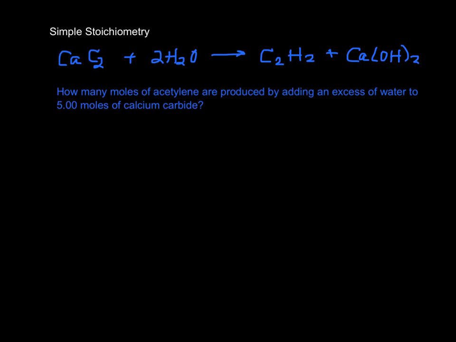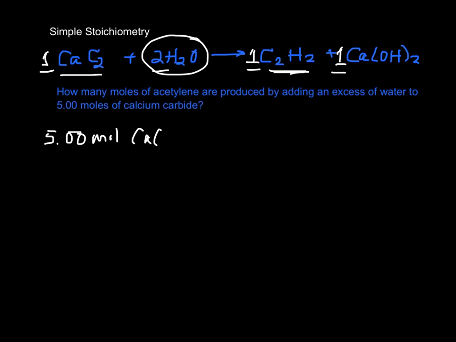So for instance, calcium carbide reacts with two waters to give you acetylene and calcium hydroxide. And you've got your mole ratios, 1 to 2 to 1 to 1. So how many moles of acetylene are produced by adding an excess of water? So I've got lots and lots of water, I don't have to worry about that, to 5 moles of calcium carbide. So I'm going to start with my 5 moles of calcium carbide.